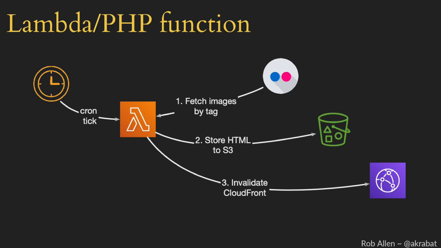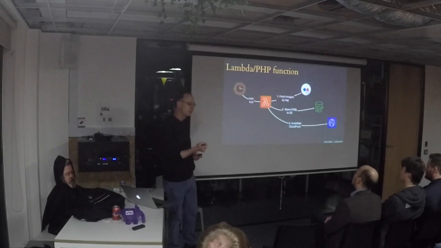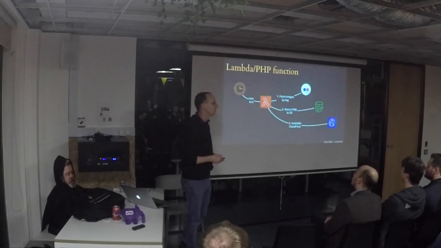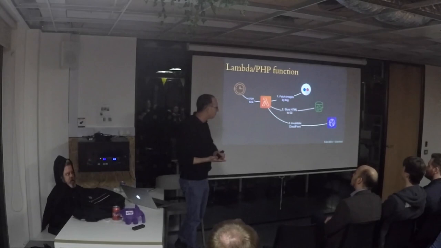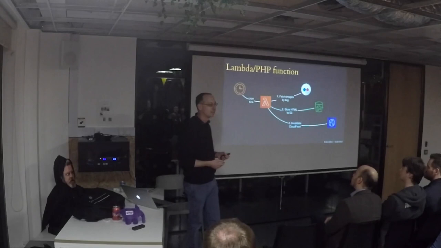This is how it's going to work. I've got a cron job going. So every couple of hours, my Lambda PHP function is going to run. It's going to go to Flickr via the Flickr API and pull down all the images with the 2019 tag for this year. Obviously, if I want to build last year's one, I'll use the 2018 tag. Once it's got the images, it's going to build some HTML. Once it's built the HTML, it's going to push it to S3 via the S3 API. And once it's done that, it's going to clear the CloudFront CDN, because otherwise we won't see my new pictures, and my new pictures look great.